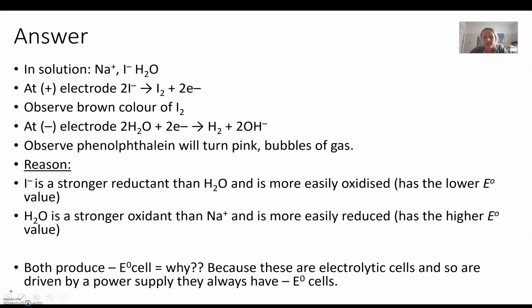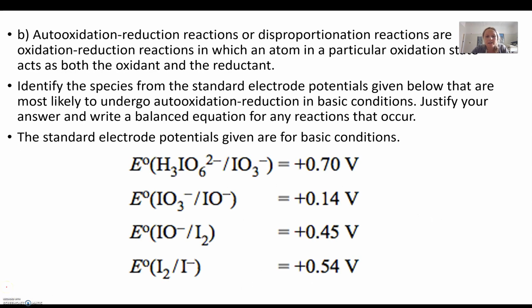And it produces a negative cell potential, and that's because the species that is the strongest reductant is not available and therefore can't get oxidized, and the strongest oxidant is not available and therefore cannot get reduced. Hopefully that makes sense. Here's the next part of the question.